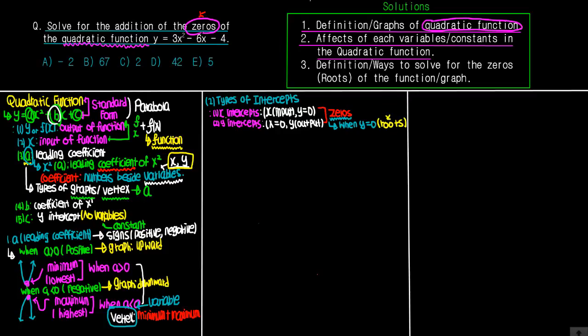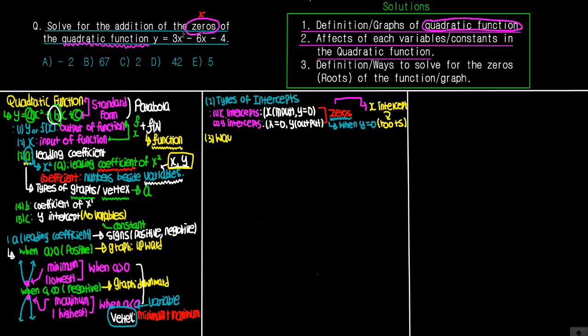What are the roots? Roots are the x-intercepts. What is the x-intercept? The x-intercept is where the x value exists and our y value is equal to 0. These are the types of intercepts. Now we figure out that zeros are the same thing as the x-intercepts. So the most important thing in this case is how do we solve for the x-intercepts?